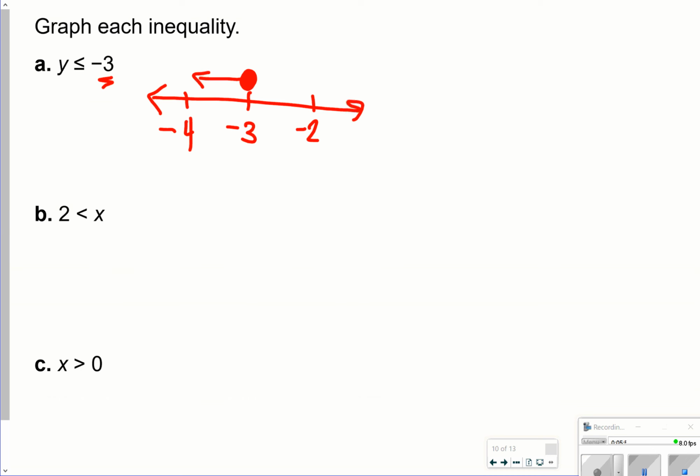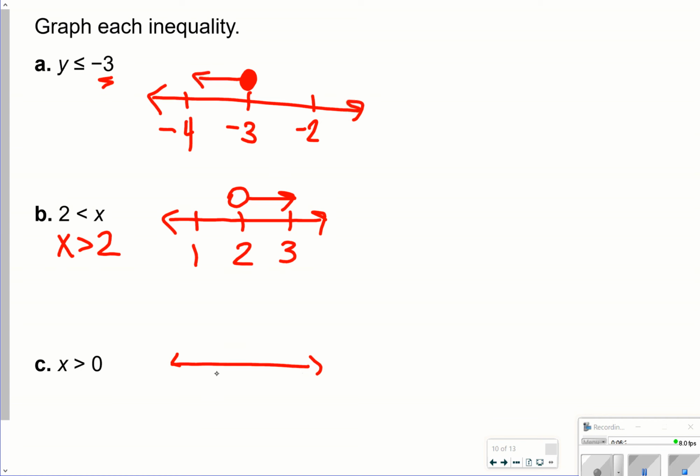Letter B is actually written a different way, so what I'm going to actually do is rewrite it so that it has x on the left side. It's a little bit easier when you have your variable on the left side. And once it's rewritten, it says x is greater than 2. So I'm going to put 2 here in the middle, 1 to the left, and 3 to the right. This will be an open circle, and since it says x is greater than 2, I'm going to point to everything greater than 2.